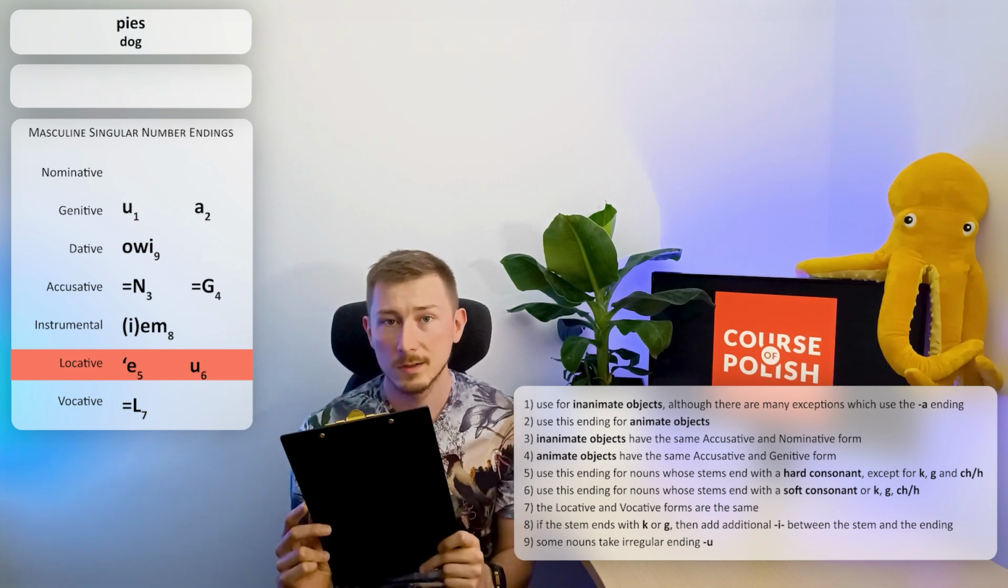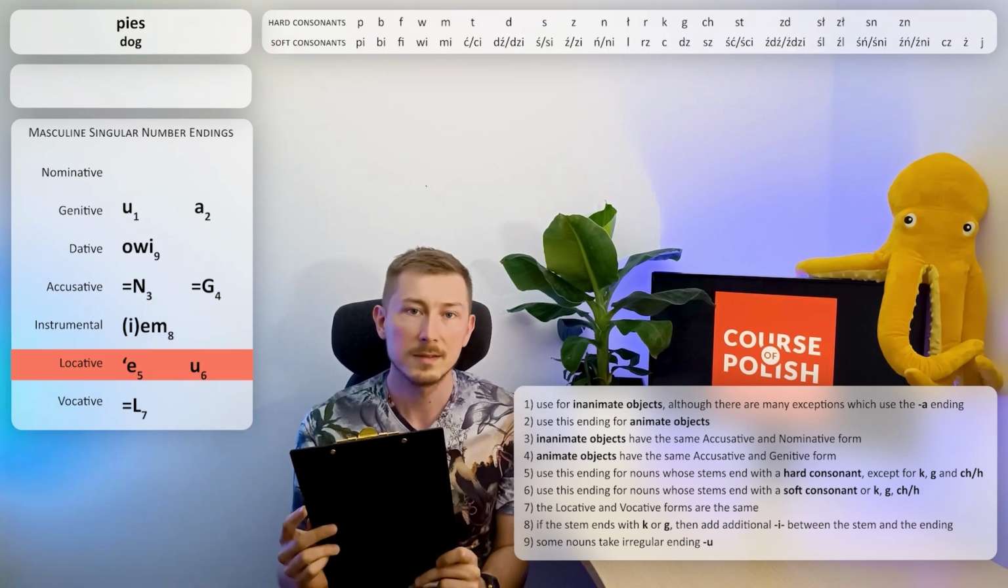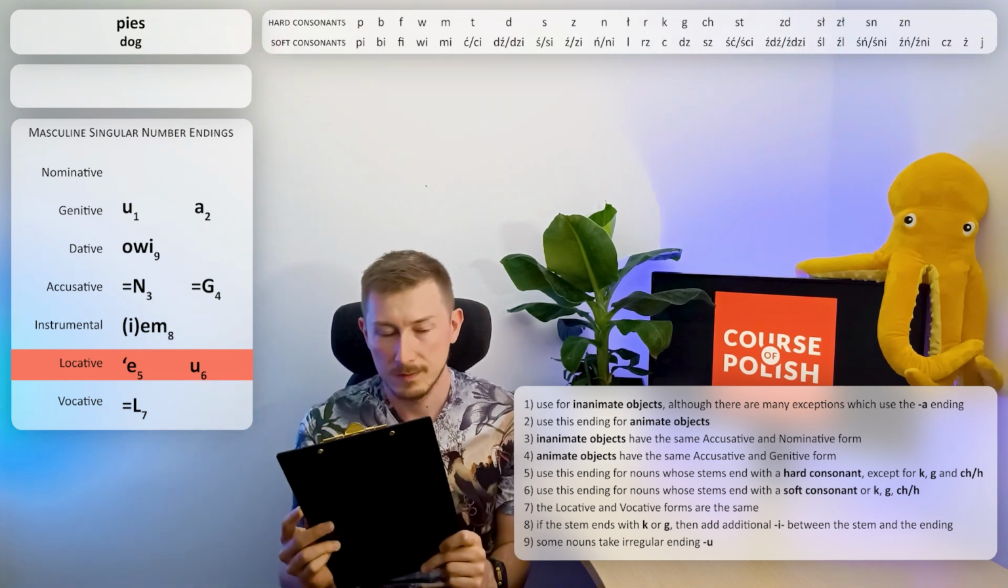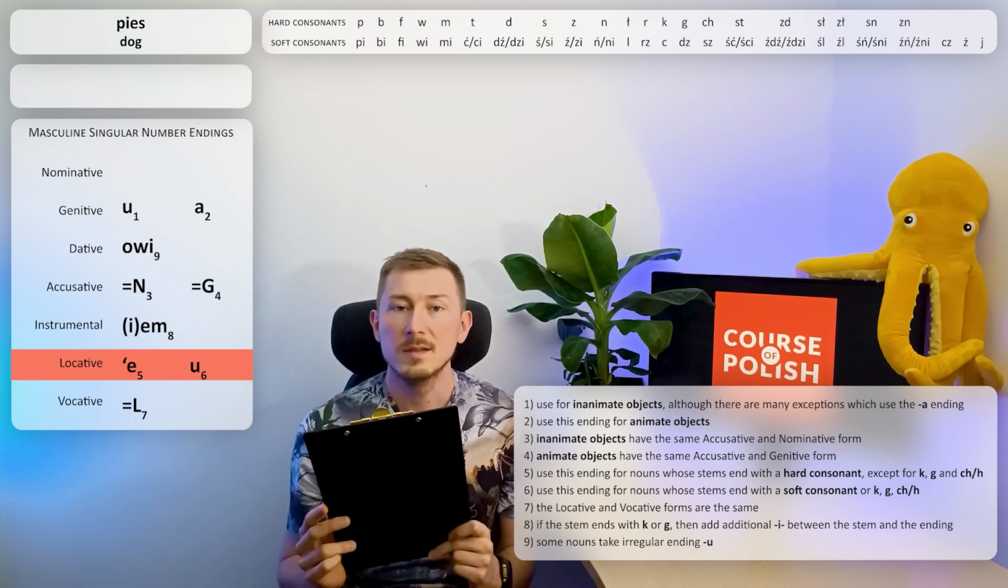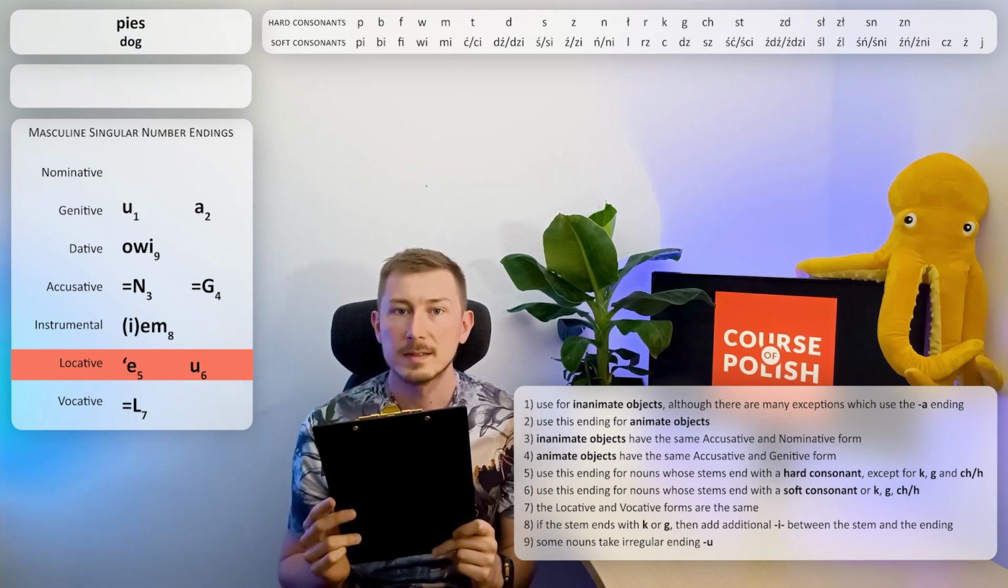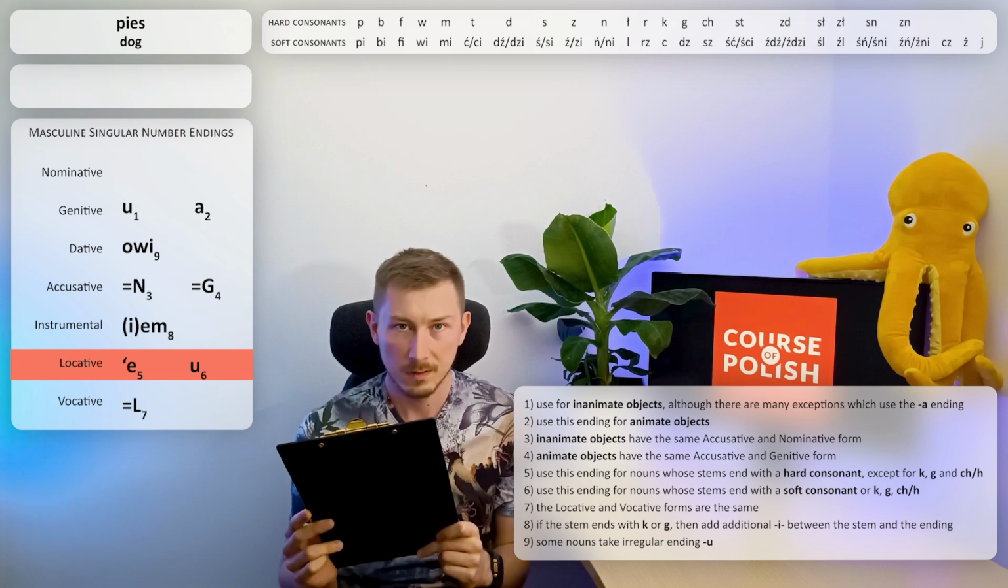So what is a hard consonant? Here you have an entire table with hard and soft consonants. You just have to memorize it. So if you look at this table, our stem ends with a hard consonant sy. So we have to use this ending e with softening.